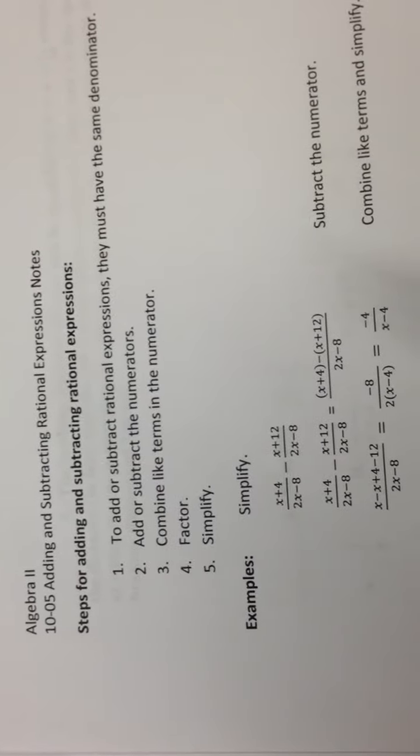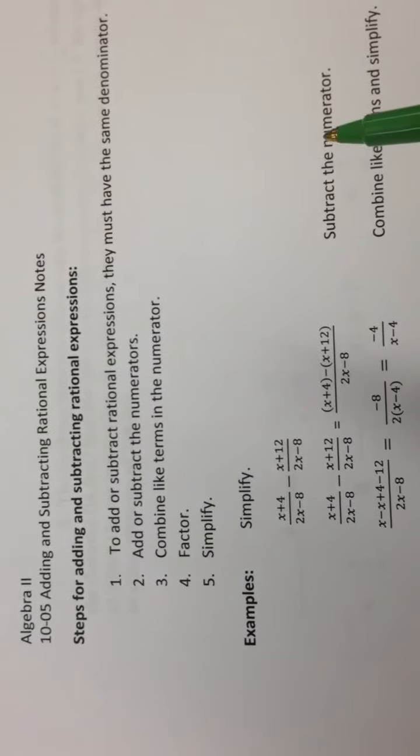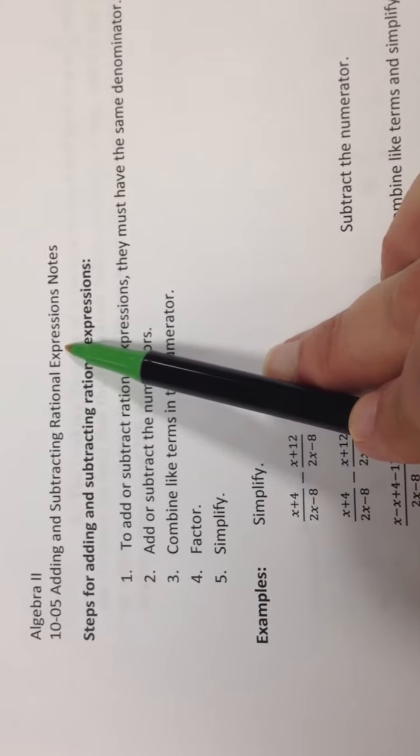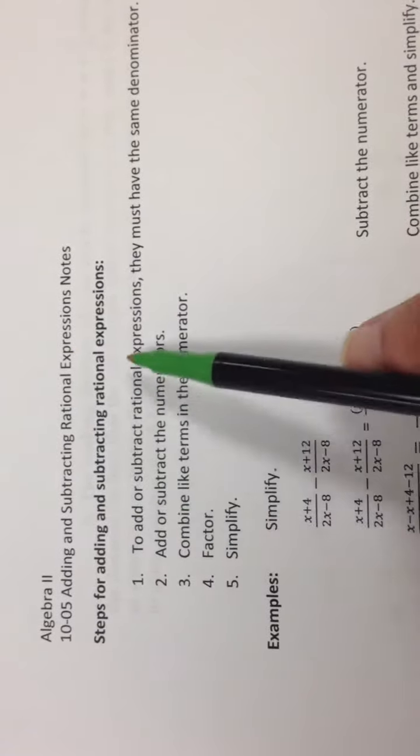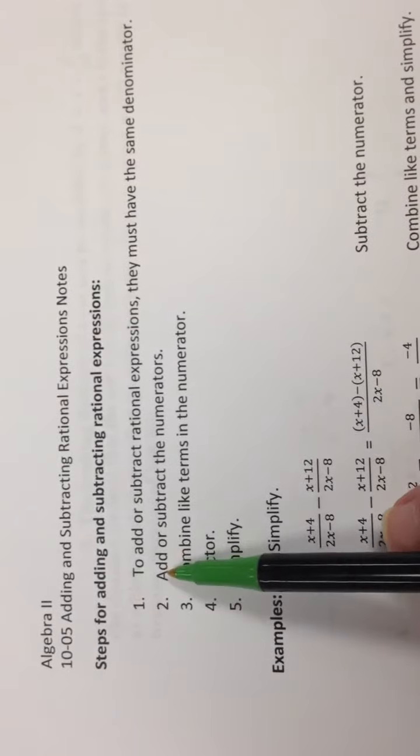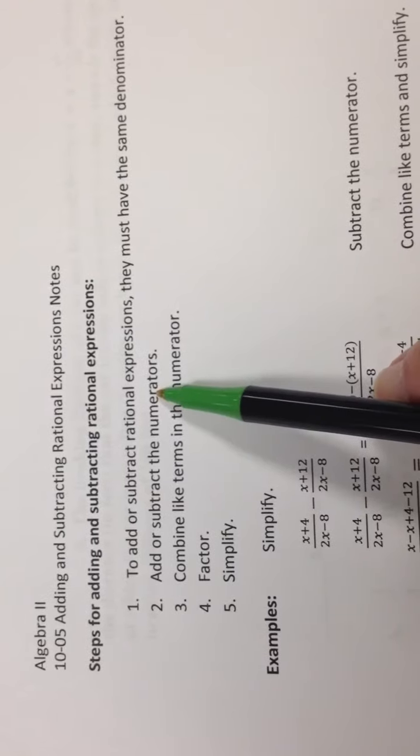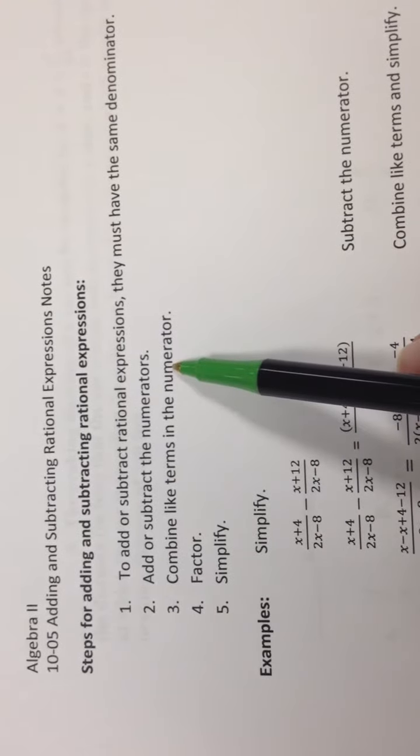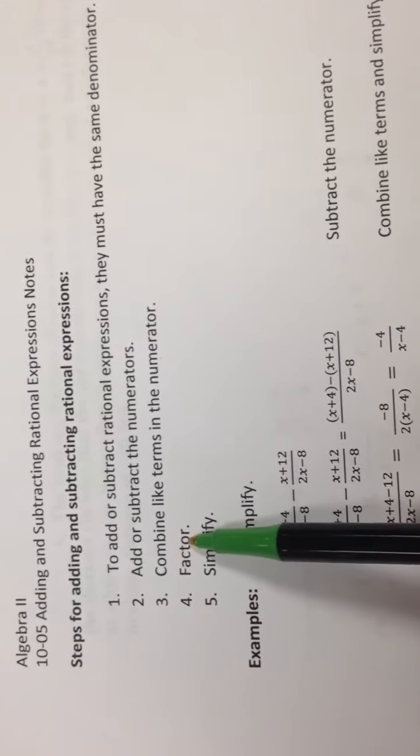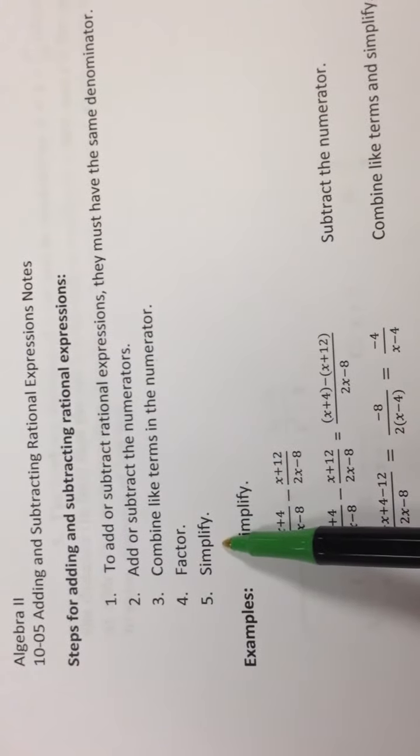Okay, today we're going to be adding and subtracting rational expressions. And just to remember that a rational expression is just a fraction. So remember, when we add and subtract fractions, they have to have the same denominator. We're going to add or subtract the numerators, combine like terms in the numerator, make sure the numerator and denominator are in factored form, and simplify if necessary.